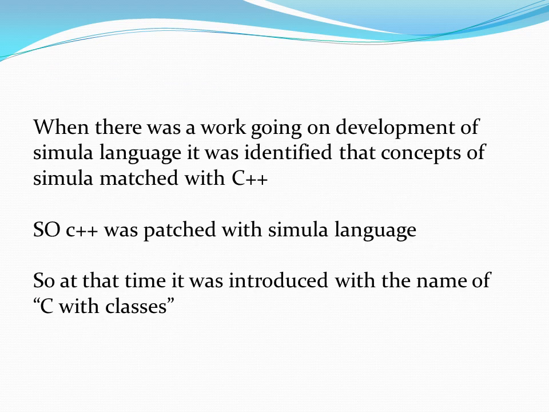Interestingly, it would be quite amazing for us to know that when there was work going on the development of the Simula language, it was identified that the concept of Simula matched with C++. So what happened is that they basically paired C++ with the Simula language. At that time it was introduced with the name of C with classes. This is why, as I have already said earlier, C++ resembles other languages as well, and it would be quite handy for people to understand the other languages if you are acquainted with C++.